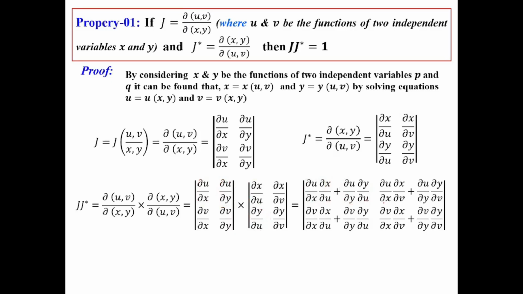Then for the next term, what do we have to do? First row, second column: del u by del x into del x by del v, plus del u by del y into del y by del v. Likewise for the next term, second row, first column, and for the last term, second row, second column. We found these terms after multiplication of the two matrices.